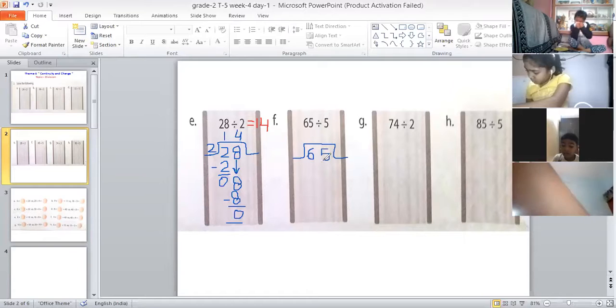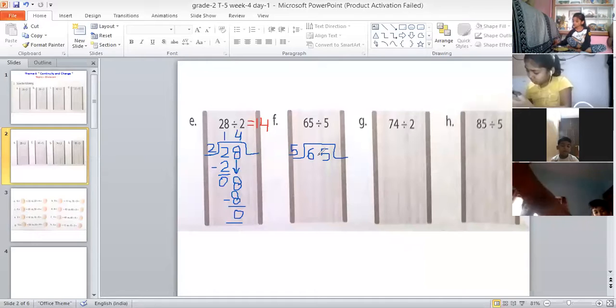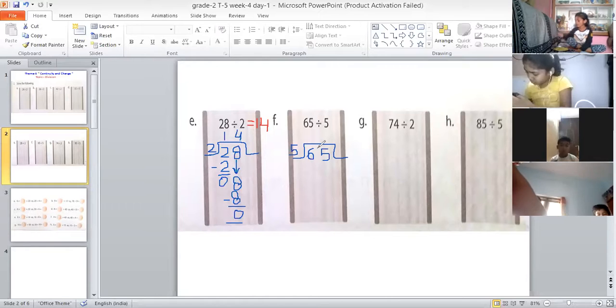Okay, that's correct, Supratik. Now, tell me, will we take 6, or will we take 6 and 5 together? 6, ma'am. Very good. We will take only one digit here, children, that is 6, because 6 is greater than 5. Our outside number is 5 here. So if we compare 5 and 6, 6 is greater than 5. So we will take only 6.